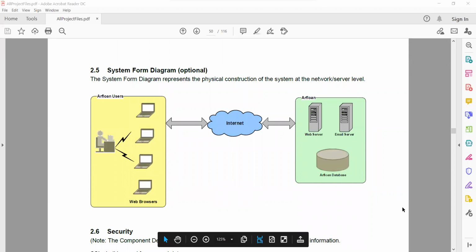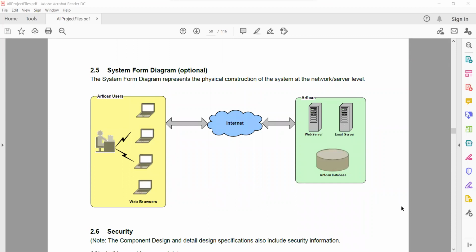Okay. This one essentially gives you a high level view of how the different components are located at the user side versus the server side and how the communication happens.